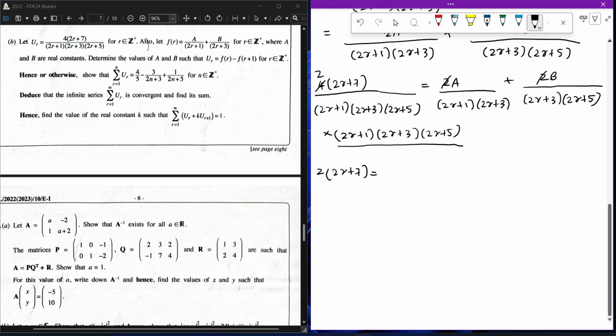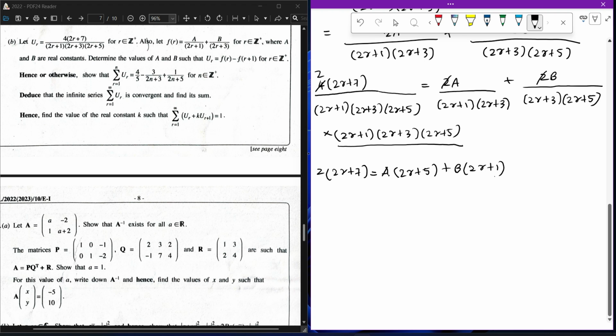And since this will be cancelled off once you multiply this thing with this whole term, for the next part we'll be having 2r plus 1 cancelled off, 2r plus 3 will also be cancelled off. What remains is 2r plus 5. Next is b: 2r plus 3 will be cancelled off, 2r plus 5 will also be cancelled off. What is remaining is this 2r plus 1. Afterwards, you just have to identify these unknown terms a and b.